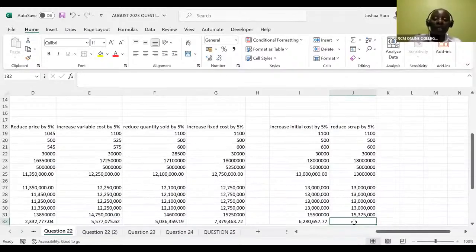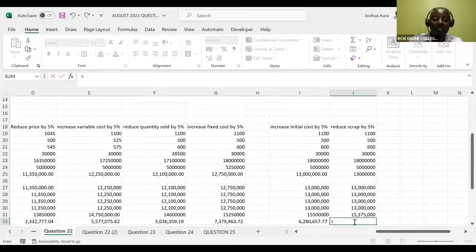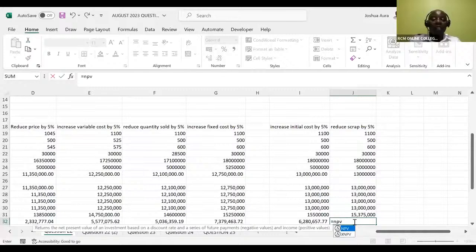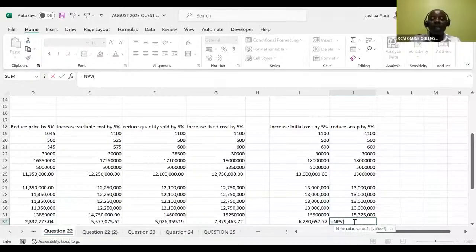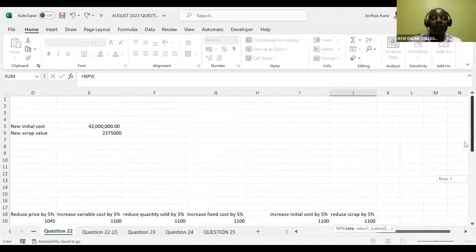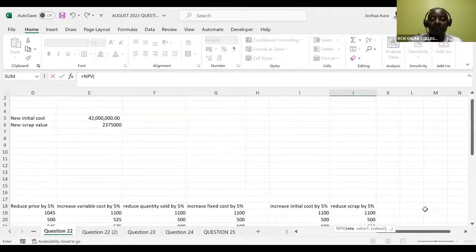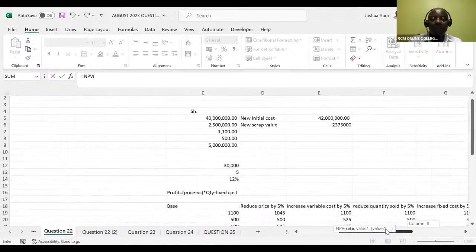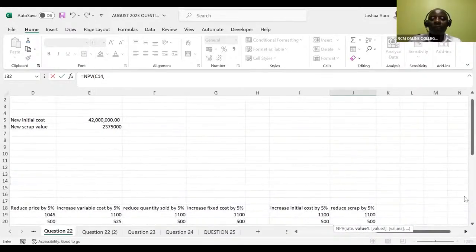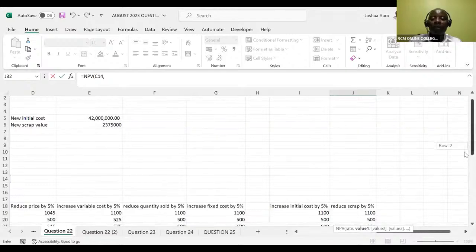So when I come here, I'll say equals. I say it's NPV that I need. Then I pick this NPV. I say the rate. Where is the rate? The rate is here. The 12%, remember. Here, 12%, comma. Then they want me to come and pick all the cash flows. We pick them here up to this one.